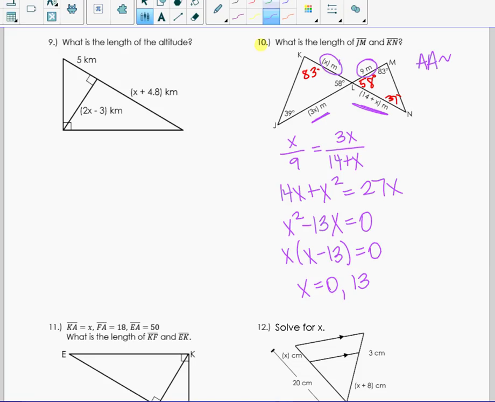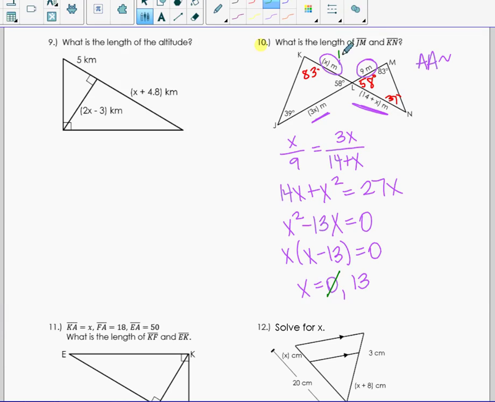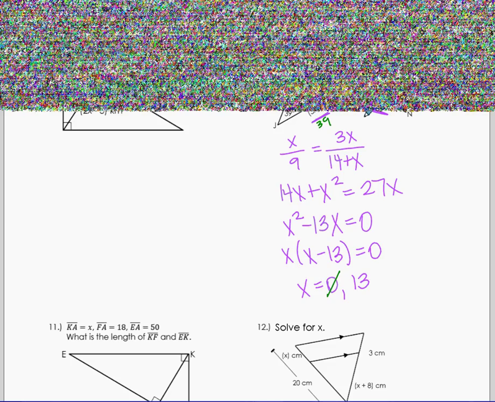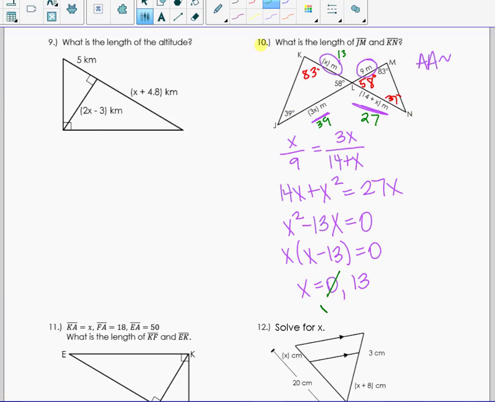Again, it is nice when, if you look up here, this one circle has just an X value, so then we automatically know we can't plug 0 in, right? So 13 works here. That means this would be 13. This would be 39 if we substitute in. This would be 27, and this stays 9. Okay, so X equals 13 is the one that's going to work.